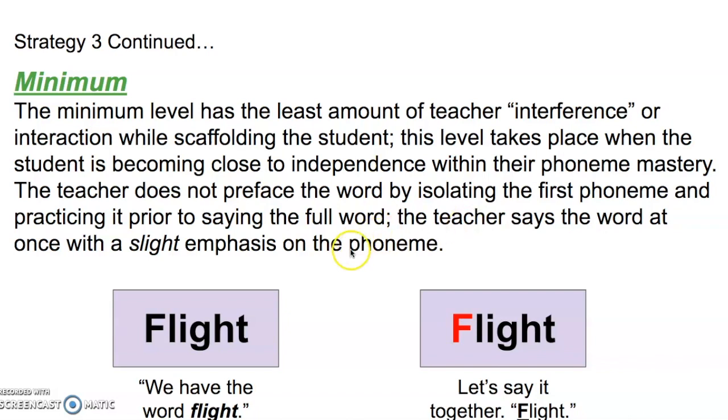And the final level of scaffolding is the minimum level. This is when the student is near independence and there is the least amount of teacher interference or interaction. This level takes place when becoming close to independence within the phoneme mastery. So the teacher does not preface the word by isolating the first phoneme. Instead, she just says the full word, and then when they say it together, they focus on the phoneme some more, but they don't necessarily only look at it.